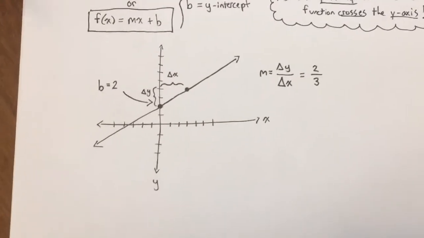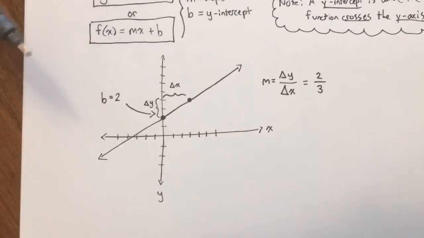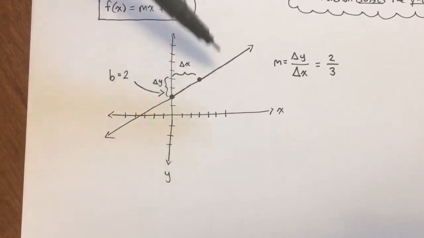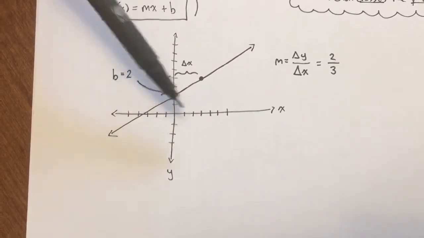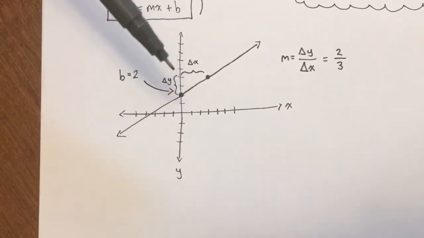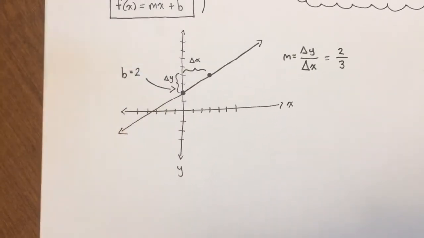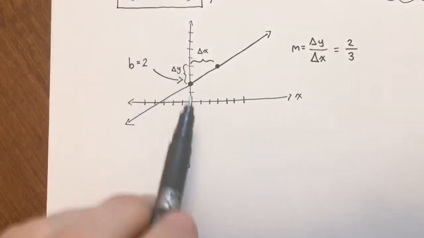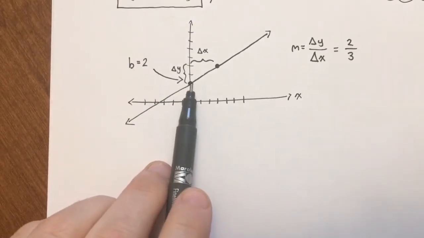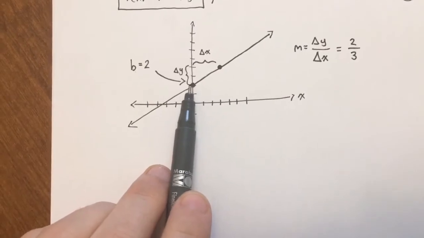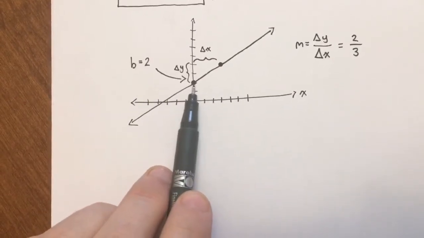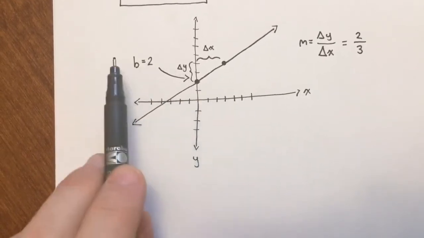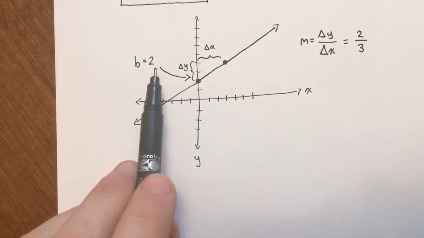Anytime we write a function rule based off of a picture of a line graph, a graph of a line, we're going to look for a couple of different things. One of the things you're going to look for is the y-intercept, so where it crosses or touches the y-axis. It touches the y-axis at positive 2. So that would be our b value.